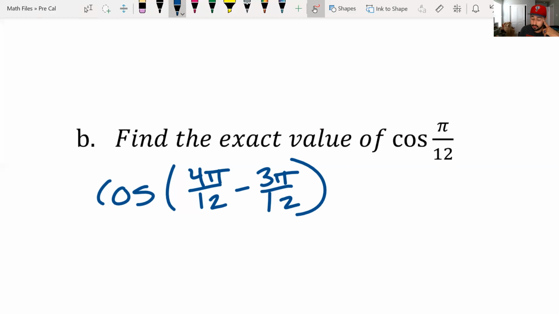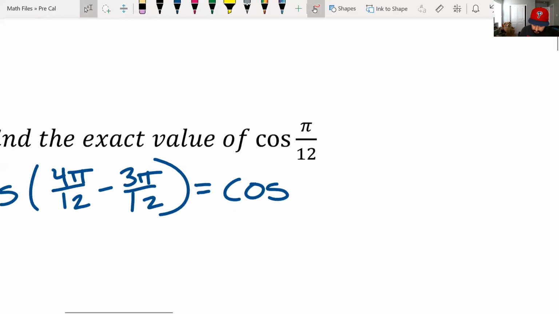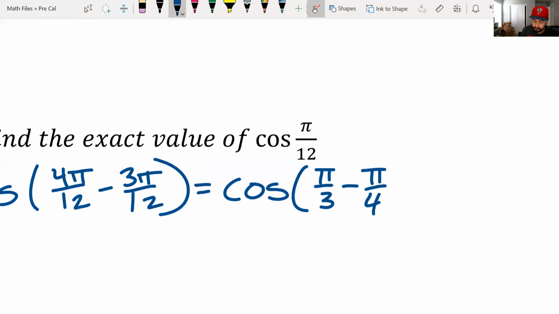Now, all we have to do is reduce the angles on the inside. So 4 pi over 12 becomes pi over 3, minus 3 pi over 12 becomes pi over 4. Okay, and now on your unit circle, can you find pi over 3 and can you find pi over 4? And yes, those are on your unit circle.